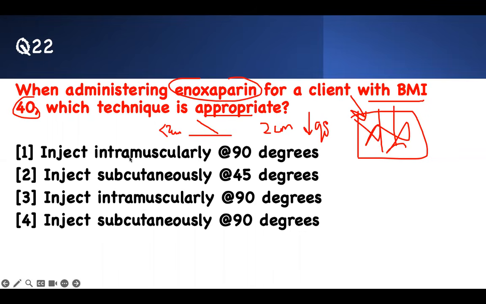So test taking skills: muscle, I can say no. So I only have 2 answers now. Then I see which is 90 and which is 45. So this is 90. So I can pinch more than 2 centimeters. So I choose D. Number 4 is the right answer.